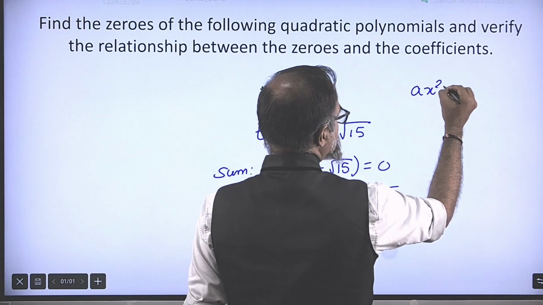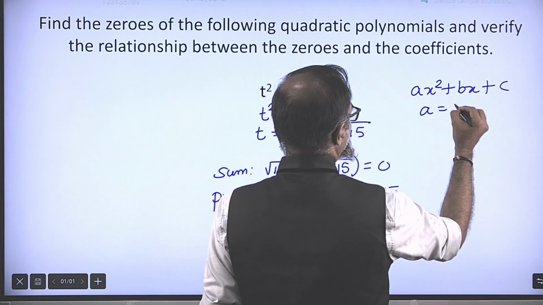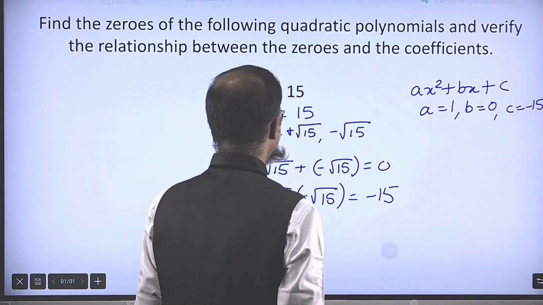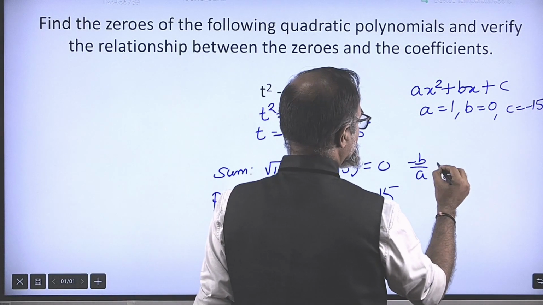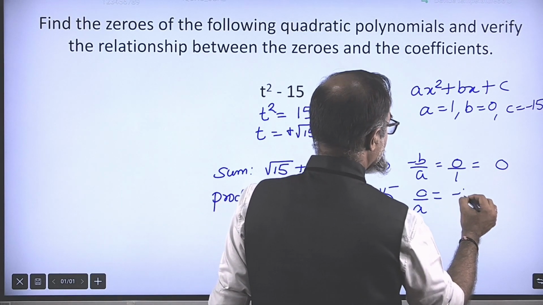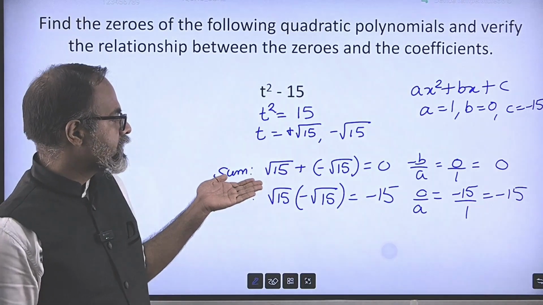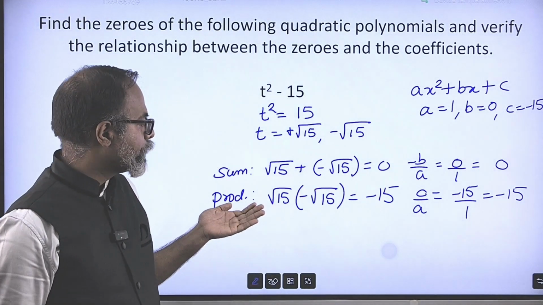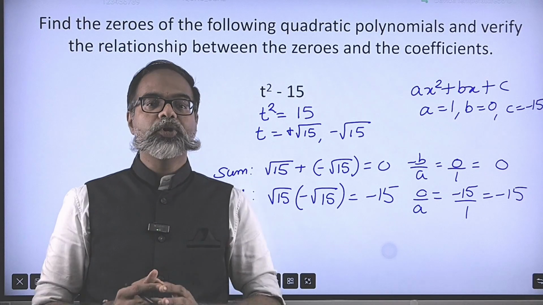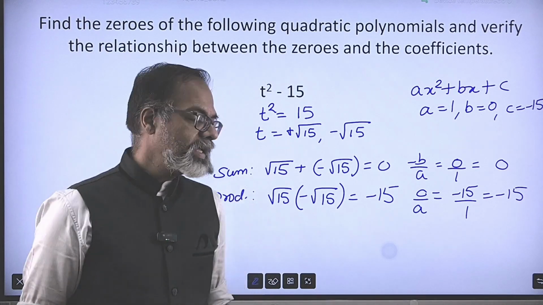Comparing it with ax square plus bx plus c, we get a is equal to 1, b is equal to 0, c is minus 15. So now minus b upon a is 0 upon 1, which is 0, and c upon a is minus 15 upon 1, which is minus 15. Again, sum of the zeros is minus b by a, product of the zeros is c upon a. So in every case, we are able to prove the relationship between the zeros of the given polynomial and the coefficients.